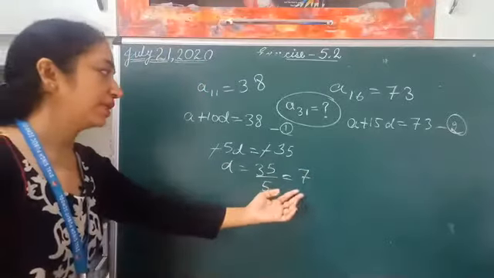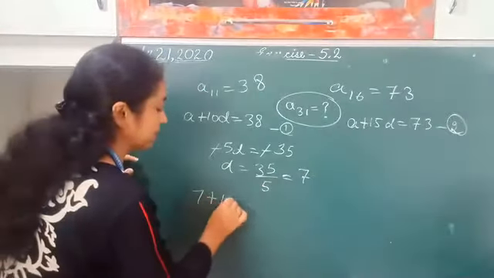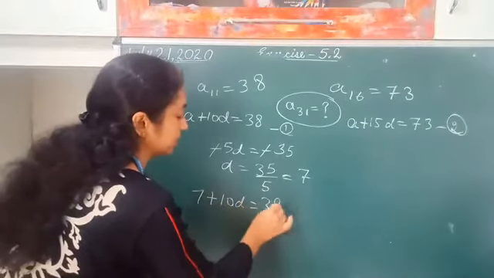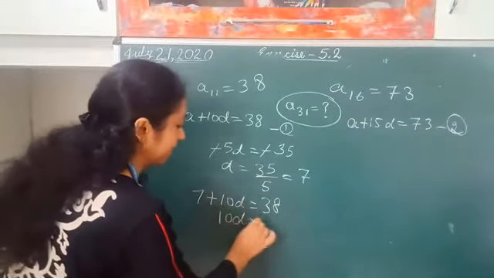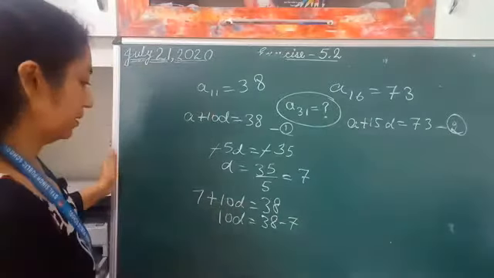Now, as you are getting 7, you will put the value 7 here. You will get 7 plus 10D is equal to 38. 10D is equal to 38 minus 7. कितना? 32 आएगा.